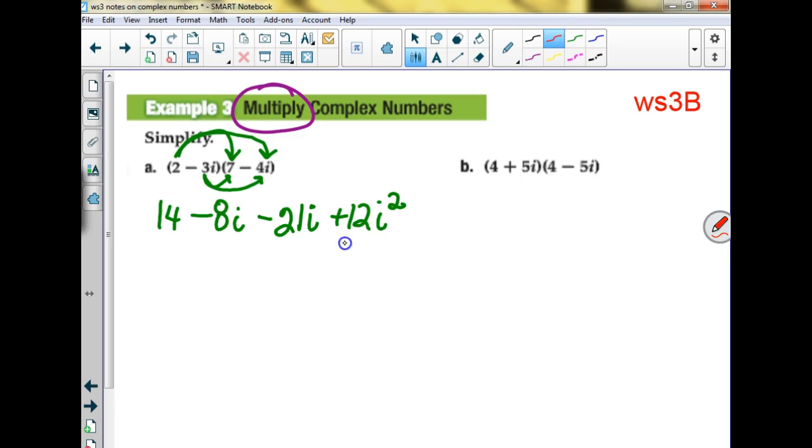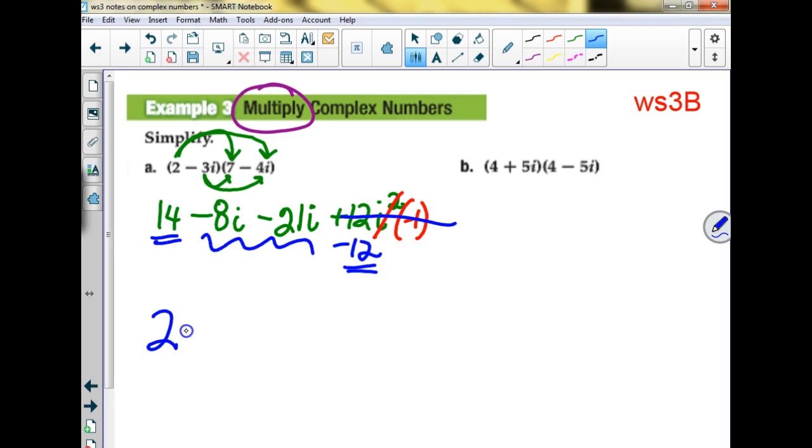All right, what is i squared again? So if I replace that with a -1, this whole 12 becomes what? Minus 12. So now if I combine like terms, I have a 14 and a minus 12, which is 2. And these two together make a minus 29i. How did I do? Anybody? Did I make any little mistakes?